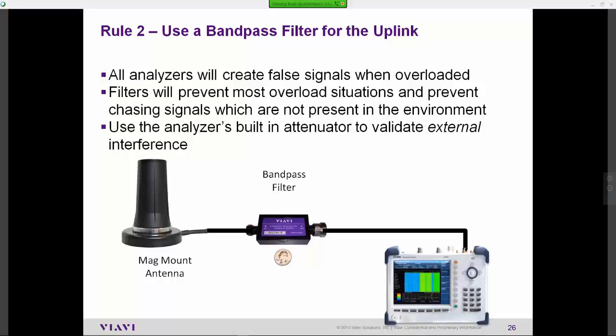But one of the best ways, and we have a slide that describes this a little bit better, the best way to determine if a signal on the screen is real or not real is to use the built-in attenuators and markers to determine whether or not that level changes as you increase or change the internal attenuation. But filters are the best way to prevent most overload situations and not chasing signals which are not actually present in the environment, because you can get that result from a spectrum analyzer.